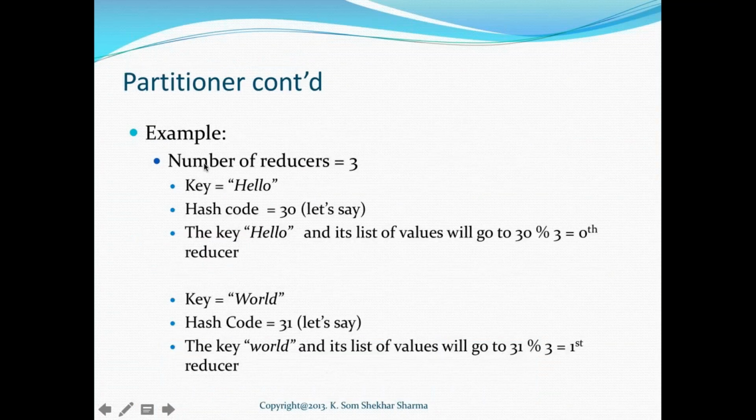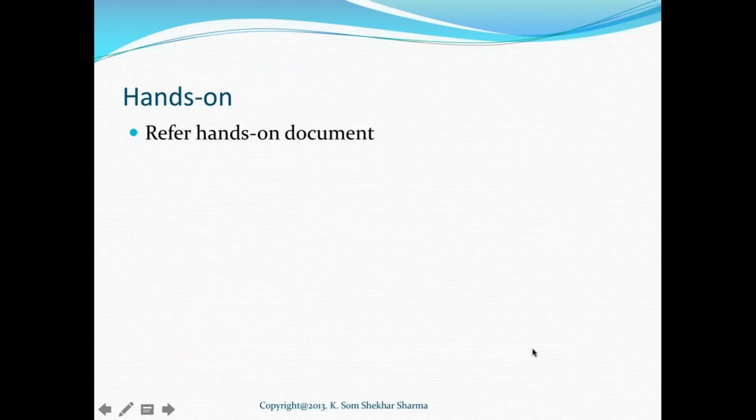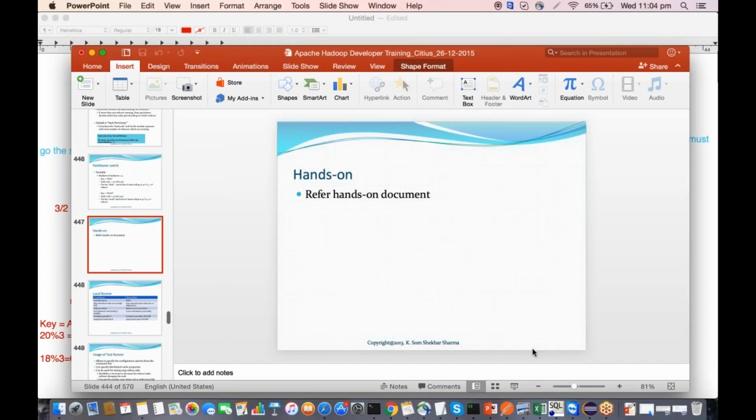So I have given an example here. Number of reducers is 3. Let's say you have a key hello whose hash code is 30. The key hello and its list of values will go to the 0th reducer, since 30 modulo 3 is 0. Similarly, world with hash code 31, 31 modulo 3 is 1, so it will go to the first reducer.